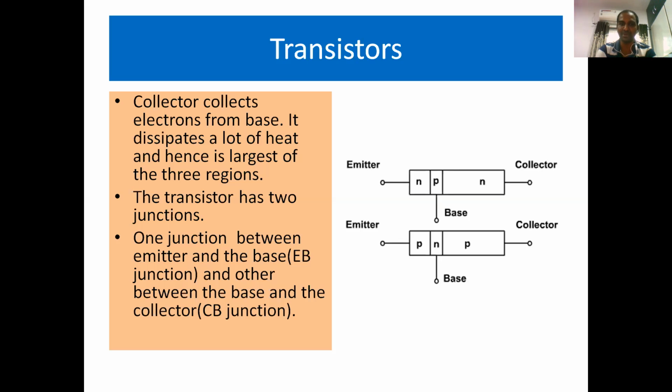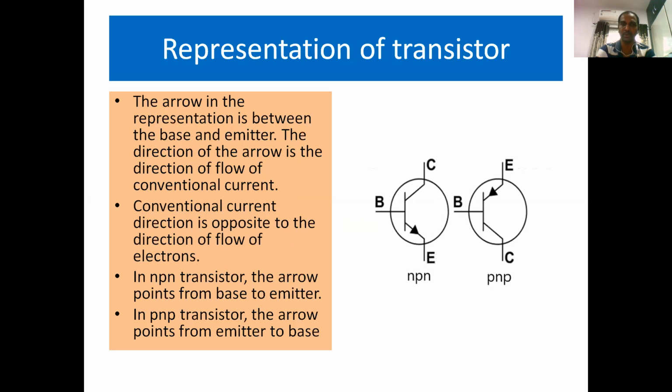One junction is between emitter and base, called the emitter base junction or simply the emitter base diode. The other junction is between base and collector, called the collector base junction or collector base diode. The arrow represents the direction between the base and emitter. The direction of the arrow is the direction of flow of conventional current.